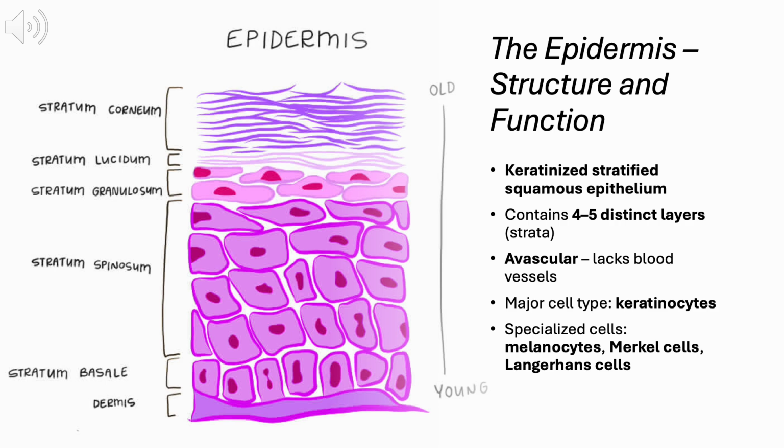One important detail is that the epidermis is avascular. It doesn't contain blood vessels. Instead, it receives nutrients by diffusion from the capillaries in the dermis.